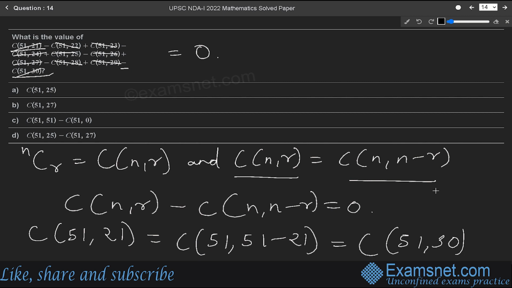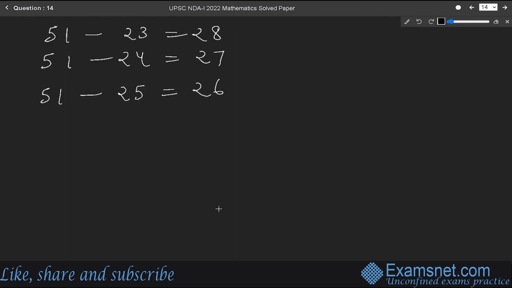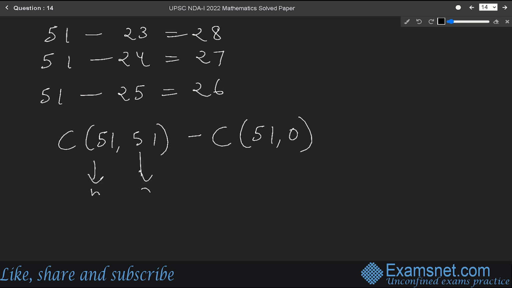Now, we have to look for an option whose answer will be 0. So, let us see option number C. Option number C is C of 51, 51 minus C of 51, 0. You can see that this is N and this is R. And N minus R is equal to 0, which is written here. So, option number C is correct.